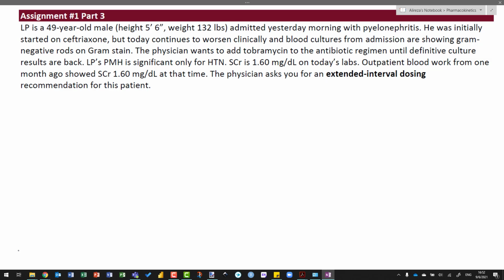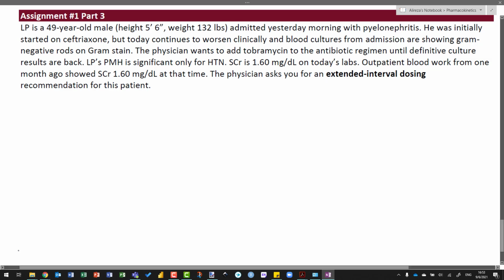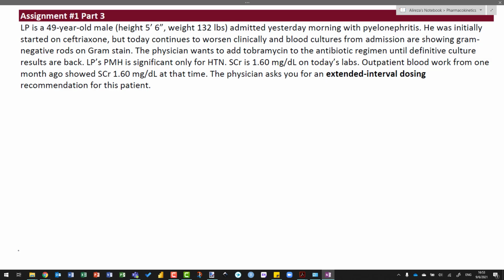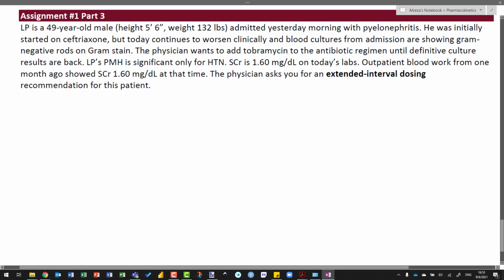LP's past medical history is significant only for hypertension. Serum creatinine is 1.60 on today's labs, and because the past medical history only says hypertension, we don't have reason to believe that this patient has other issues. Outpatient blood work from 1 month ago showed serum creatinine of 1.6, which basically tells you that serum creatinine is stable at 1.6, and the physician asks you for an extended interval dosing recommendation for this patient.